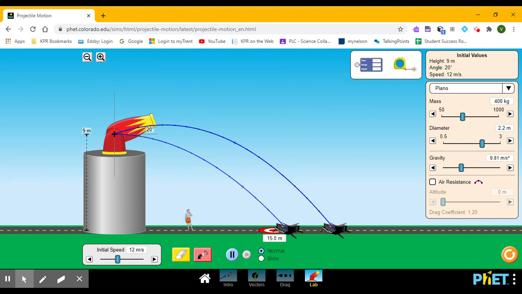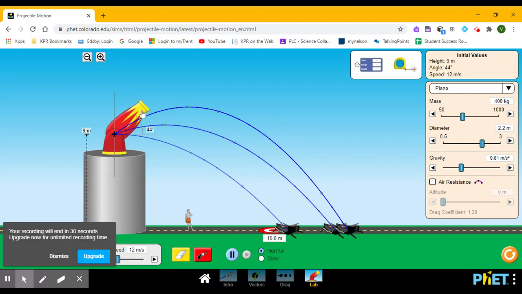That's changed how far it went. If I continue to raise it, let's go with 35. That's pretty well, 36, close enough. Up and down, right? Slightly different spot. 44. Up and down. You'll notice the other thing that matters is your angle.